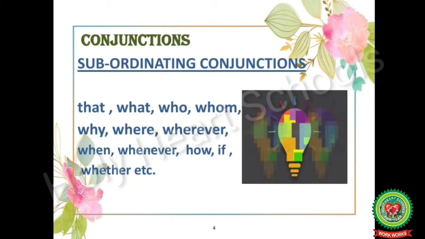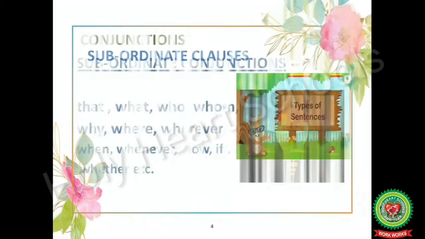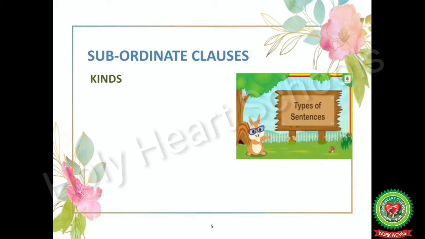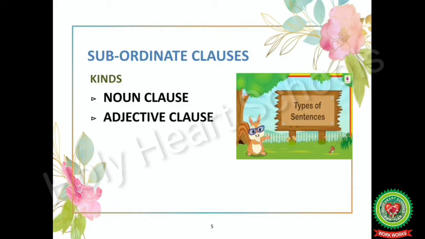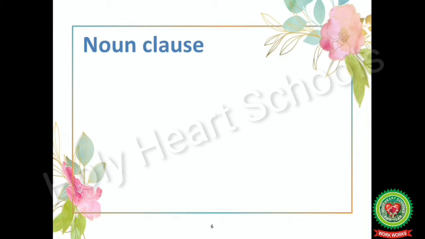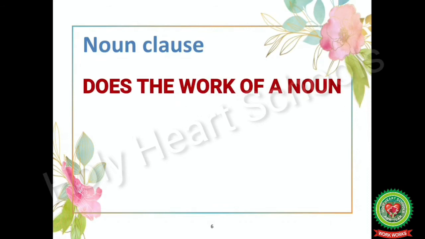Students, complex sentences consist of one principal clause and at least one subordinate clause. Now students, there are three kinds of subordinate clauses, that is noun clause, adjective clause and adverb clause. So students, let's start with noun clause. Now children, what is noun clause? Noun clause does the work of a noun in a complex sentence.